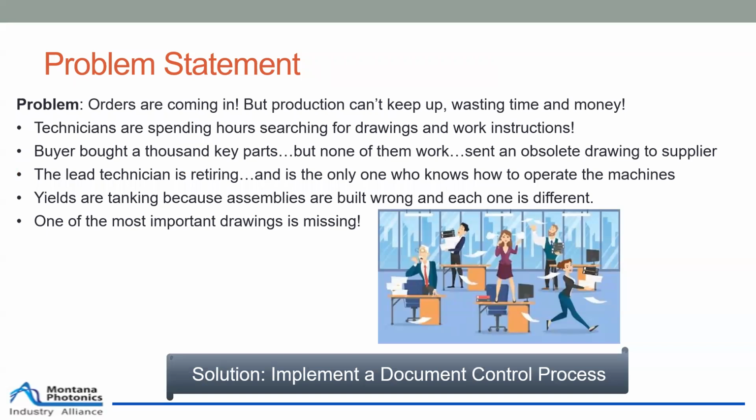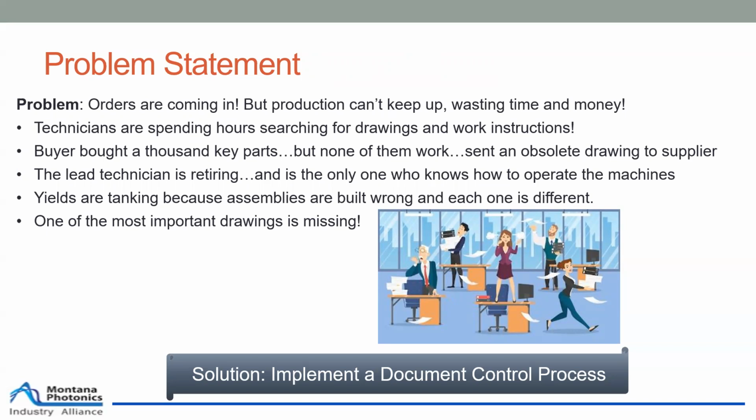Orders are coming in and the opportunity for growth and success have finally arrived, but production can't keep up with demand. You're wasting time and money on errors and inconsistencies. Personnel are spending hours searching for key drawings and work instructions when they could be building products. Buyers keep buying the wrong parts that don't work. They're sending obsolete drawings to their suppliers.